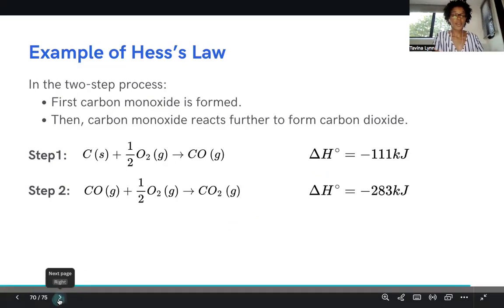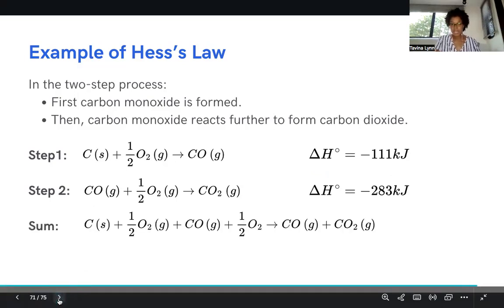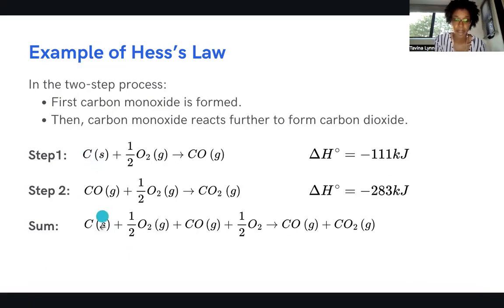So the sum of these two steps is what is shown here, right? And the sum is we're adding all of the reactants. So we have carbon or graphite plus 1/2 mole of oxygen gas here, plus carbon monoxide here, plus another 1/2 of oxygen gas here. So this is the sum of all of our reactants. And then we do the same thing on the product side. We add all of the products, which is carbon monoxide plus carbon dioxide.